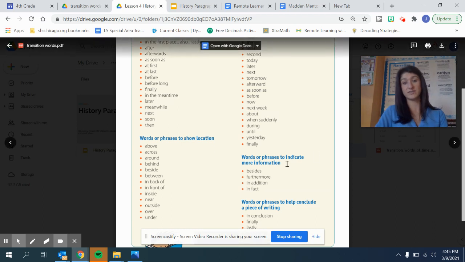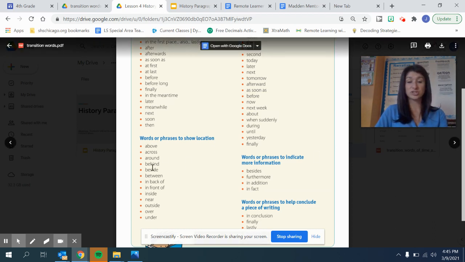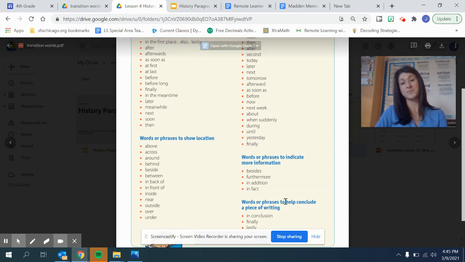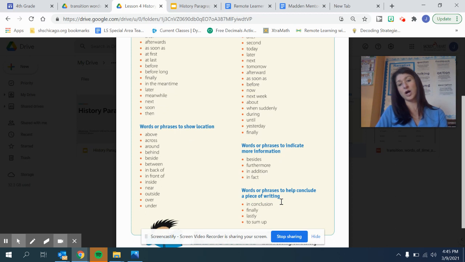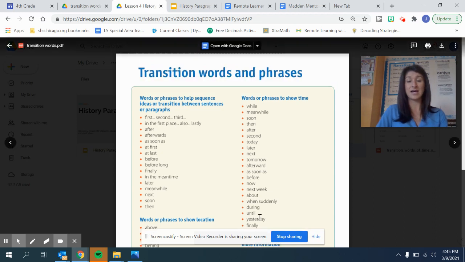Furthermore, in addition, if you want to indicate more information, showing location, and these are kind of helping conclude a piece of writing, which we won't necessarily use these today. Not to say that you can't, but just know that this is an option for you to reference in case you're kind of struggling to see which words you can use.